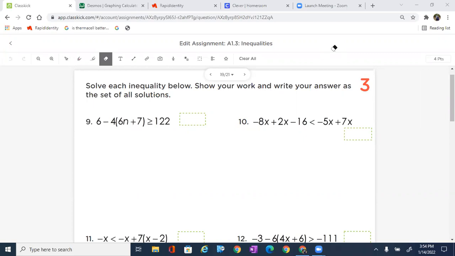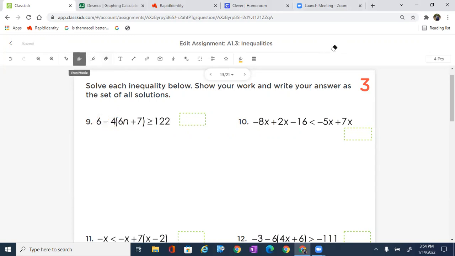It starts by saying, hey, we got 6 minus 4 times (6n plus 7) greater than or equal to 122. A lot of you are going to start this problem by doing 6 minus 4. That is a no-go. That cannot happen, because 4 is attached by multiplication to that parentheses set. So we have to get rid of that 6 first.